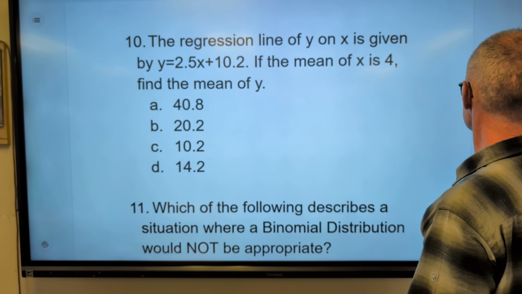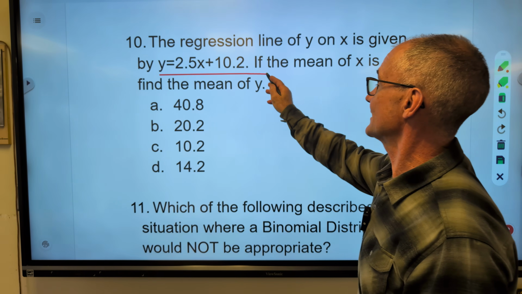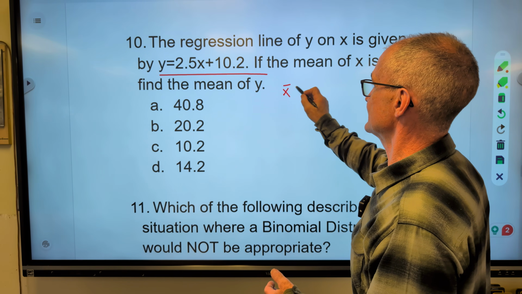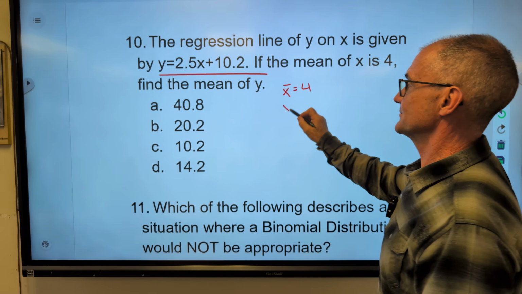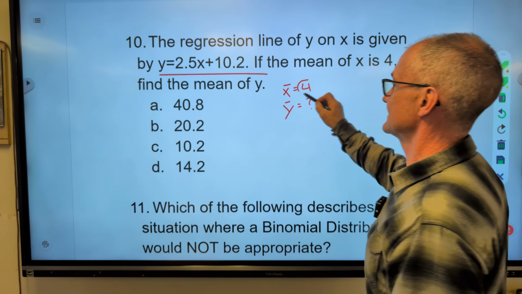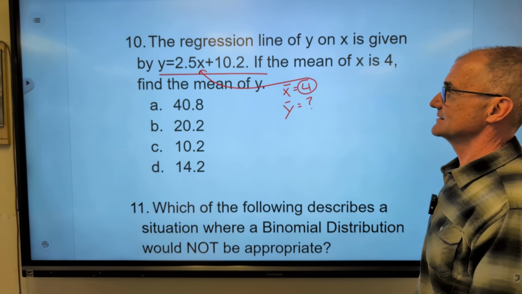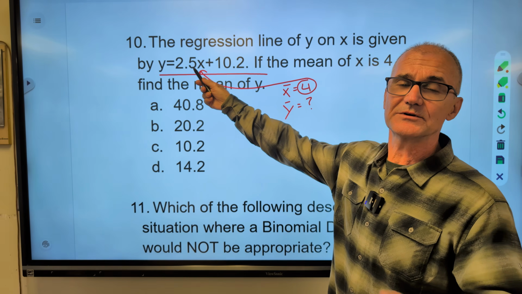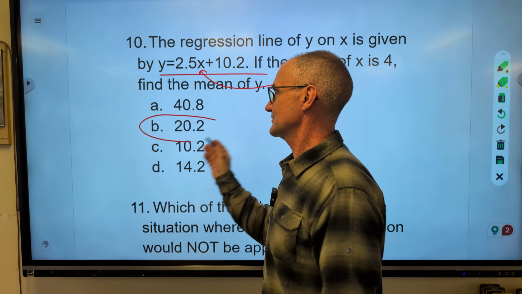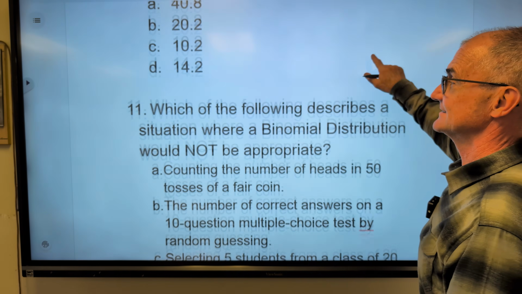Number 10, the regression line of y on x is given with this model. If the mean of x is 4, what is the mean of y? Well, I could just take that value of x, plug it into my model, and solve for the mean of y. So I take 4, plug it in here, 2.5 times 4 is 10. 10 and 10.2 is 20.2. Correct answer, answer B right there. 10 for 10, 100%. All right.